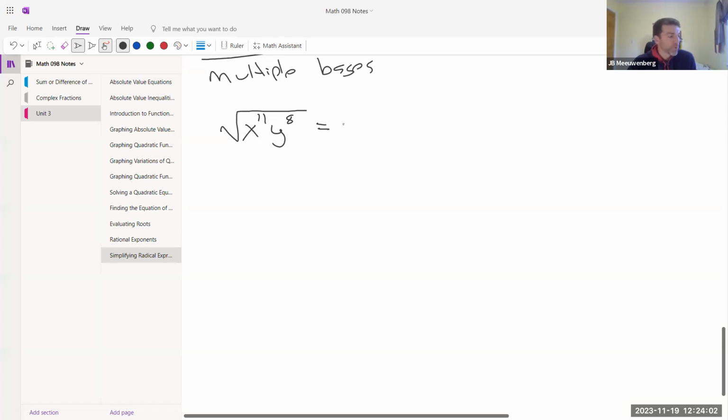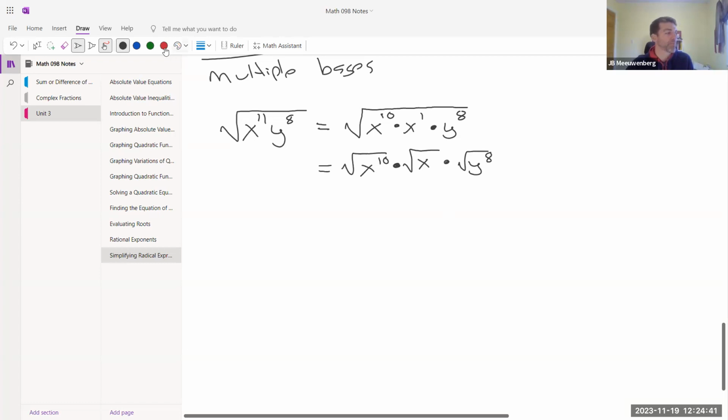So what do we do? Well, we do the same thing, but we focus on each base individually. So let's start with x to the 11th. It's an odd numbered exponent, so we're going to break it up into x to the 10th times x to the 1st. Always go one less and then one. y already has an even numbered exponent, so we're just going to leave it as y to the 8th. Now we take all three of these and we break them into, I'm going to write it beneath it, the square root of x to the 10th, and then the square root of x, and then the square root of y to the 8th, right? I separated into three different things multiplied together.